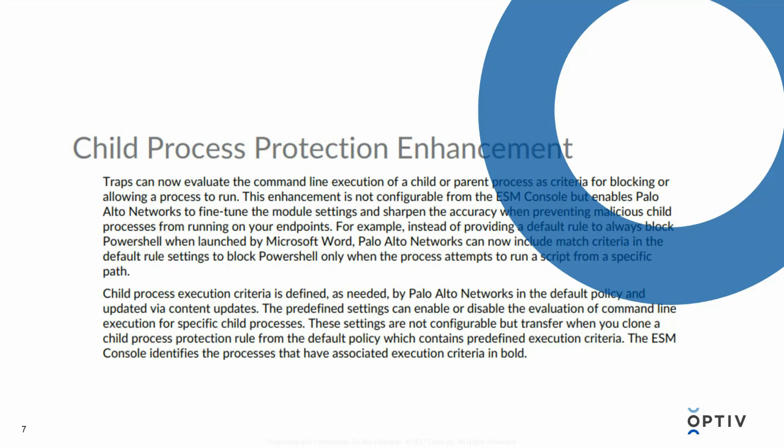Child process protection. Traps now has the ability to look at any command line execution of a child or parent process as criteria for blocking or allowing the process to run. This is something that you don't configure in the ESM, but Palo Alto fine-tunes these settings to sharpen their accuracy for preventing the malicious child process from running on the endpoint. So it is defined as needed by Palo Alto in the default policy. You can then clone that default policy and make any adjustments you need in the ESM.